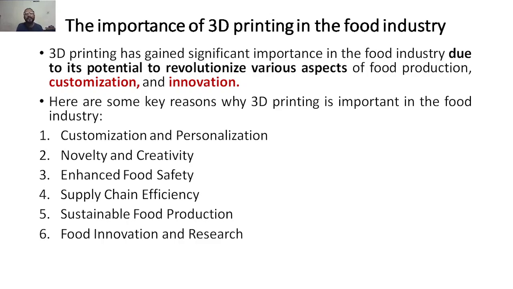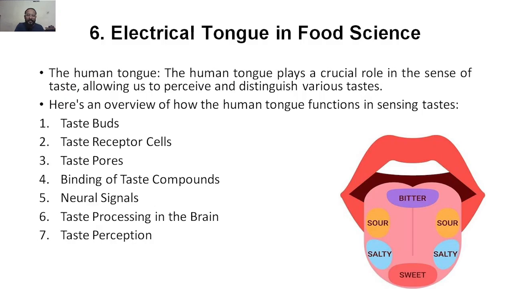Okay, and then food innovation and research. Food innovation and research in the sense of mixing more and more ingredients together, seeing how the taste is, and doing some kind of research on that. So the next topic is electrical tongue in food safety, that we will discuss in the next.